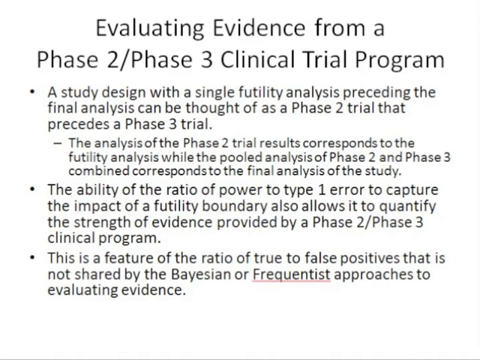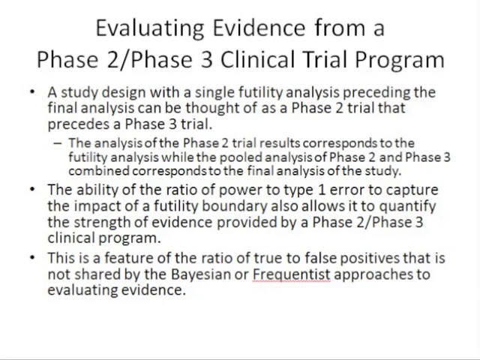So it's interesting to think now about evaluating evidence from a phase 2, phase 3 clinical trial program. A study designed with a single futility analysis preceding the final analysis of the trial can be thought of as a phase 2 trial that precedes a phase 3 trial. The analysis of the phase 2 trial results corresponds to the futility analysis, while the pooled analysis of phase 2 and phase 3 combined corresponds to the final analysis of the study.